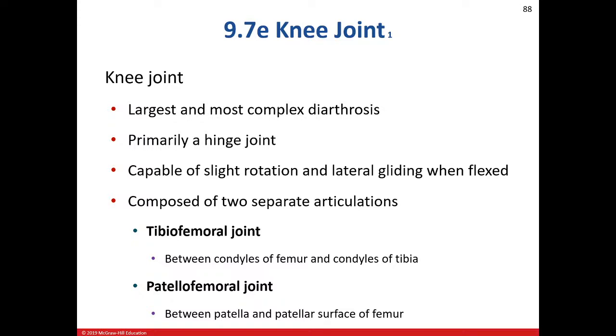All right, so the knee joint is the largest and most complex diarthrosis. Largest and most complex freely movable joint. It's primarily a hinge joint, as we said. It's capable of some slight rotation and lateral gliding when it's flexed. It's composed of two separate articulations. We have the tibiofemoral joint between the tibia and the femur, and then also the patellofemoral joint, the joint between the patella and the patellar surface of the femur. The patellar surface is between the two condyles of the femur.